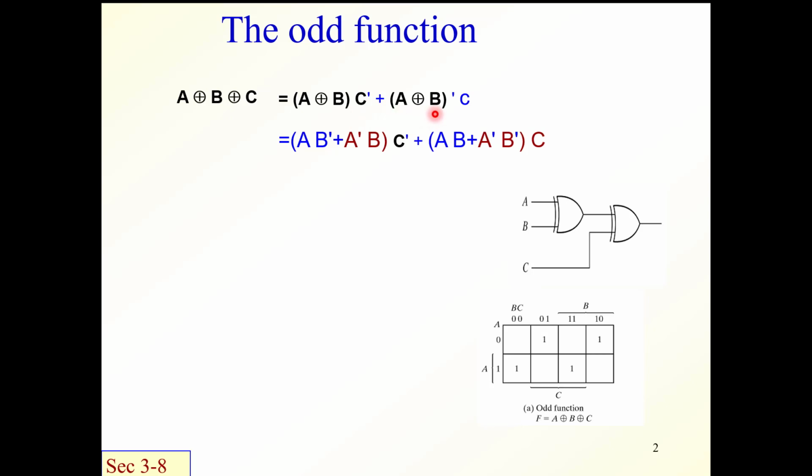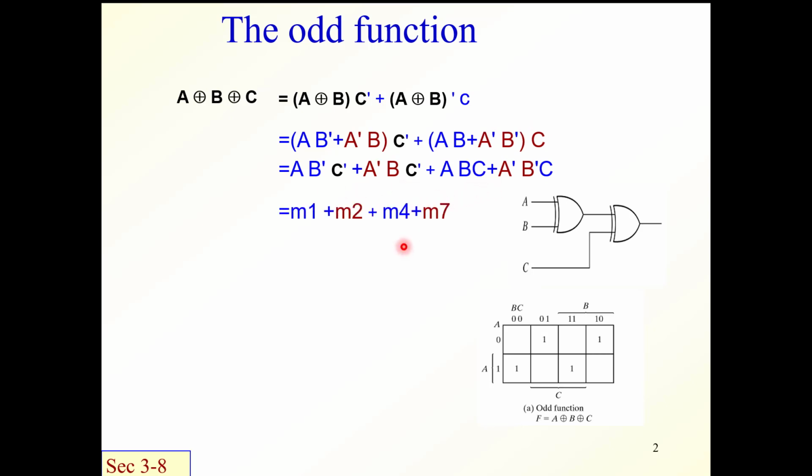Here is the exclusive NOR. It's AB ORed with A bar B bar, the whole thing ANDed with C. And this is equal to these terms, and these are the minterms M1, M2, M4, and M7. This is the exclusive OR 3-input gate. Notice the minterms here. This is M1, M2, M4, and M7. If you try to simplify this map, you will end up with 4 terms, with 4 minterms.